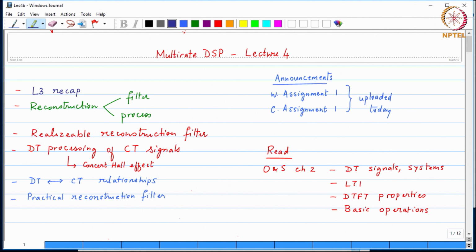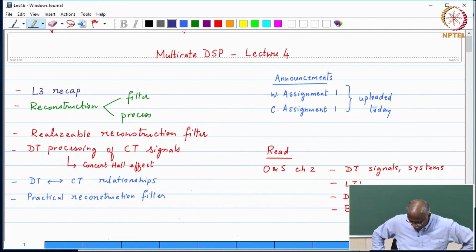The relationships between continuous time and discrete time in the frequency domain, what happens when you do the process of sampling, when you do the reconstruction. This is a very, very important framework that is covered in today's lecture. We will also talk about some aspects of how we develop a reconstruction process, what happens in a D2A, for example, for an understanding.